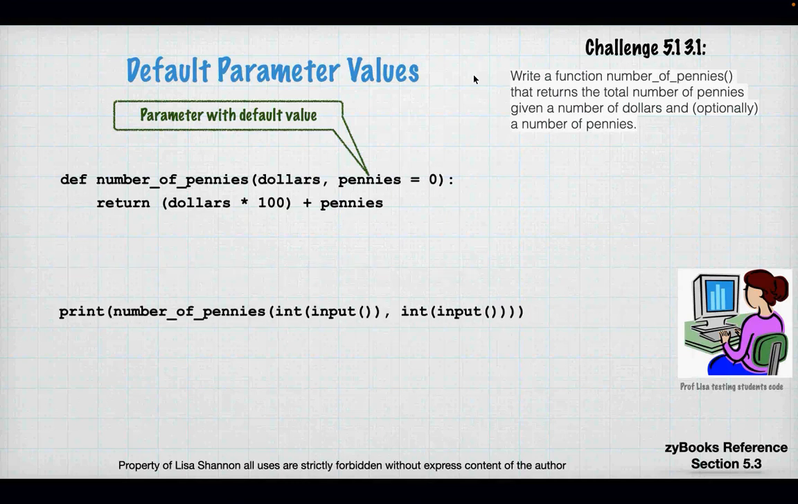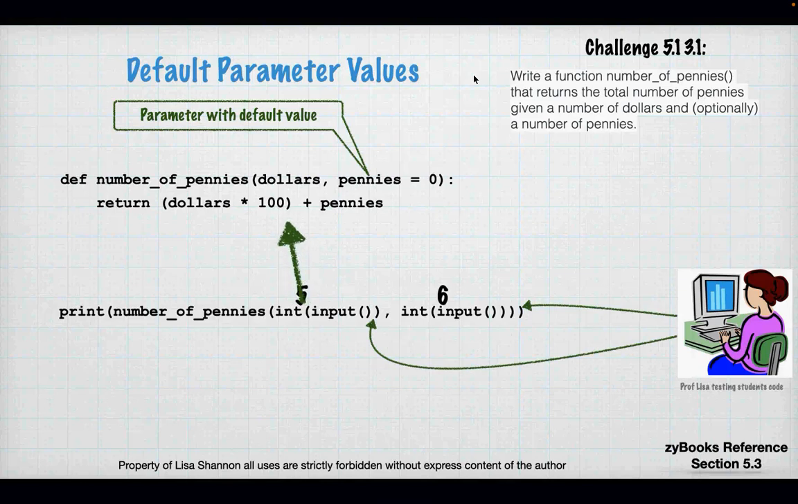So now, what if I do both? I'm going to input 5, and I'm going to input 6, and then 5 is going to end up being my dollars because it's positional. 6 is going to end up being my pennies. So I'm going to end up with 506. That's because Python only uses the default value if you're not passing in the right number of arguments. I'm passing in 2 arguments in this example, so Python's going to use what I put for both arguments.